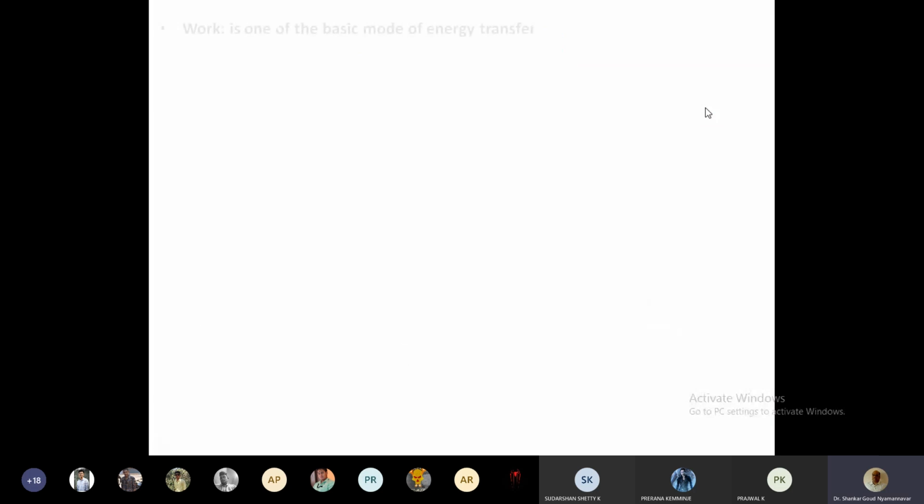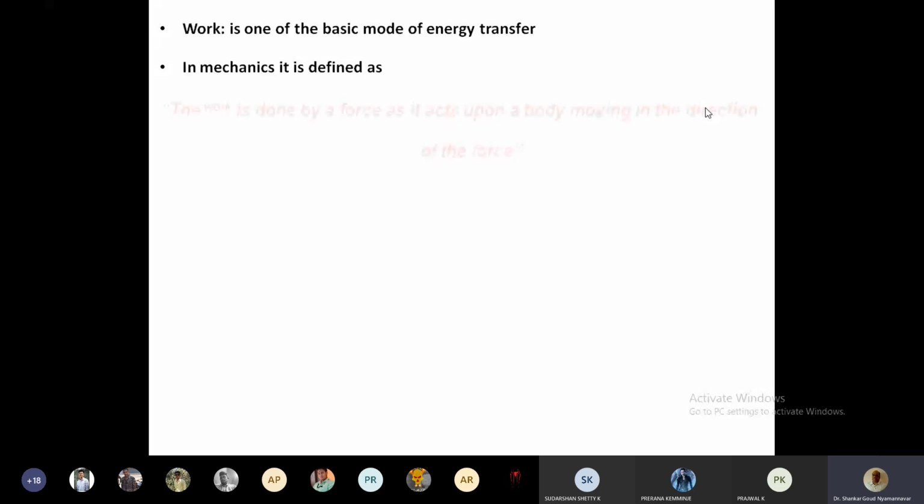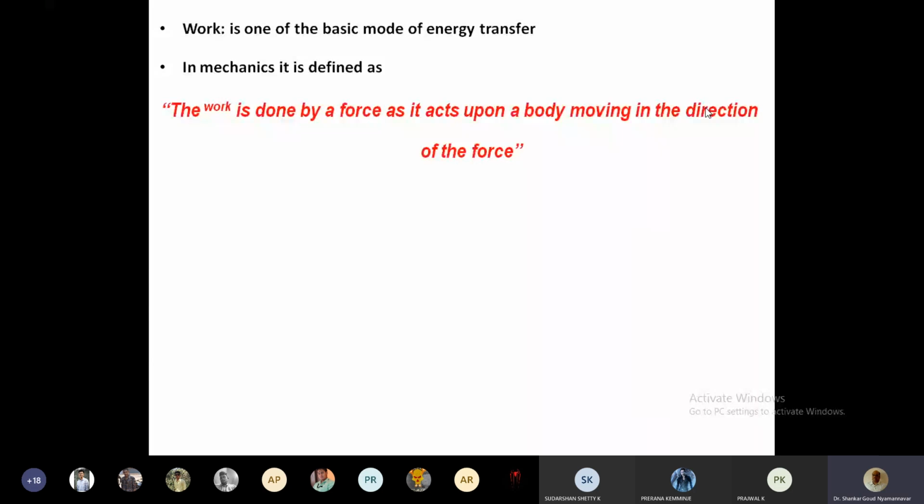This is the very basics that I touched upon. So what is work? Work is one of the basic modes of energy transfer. There is a definition of work; this is how you define work in mechanics. You have studied mechanics in physics, right? What is the definition of work? You do vector addition and vector manipulations, right?